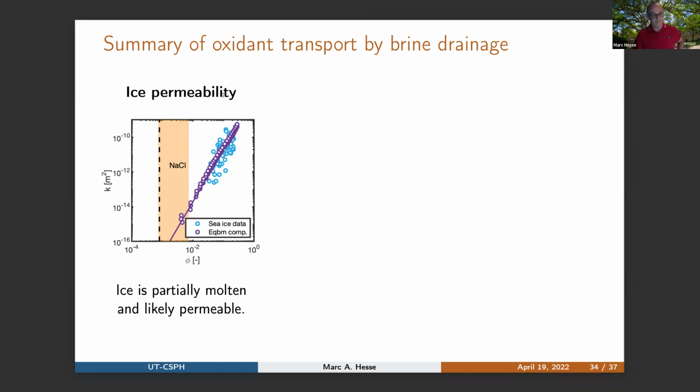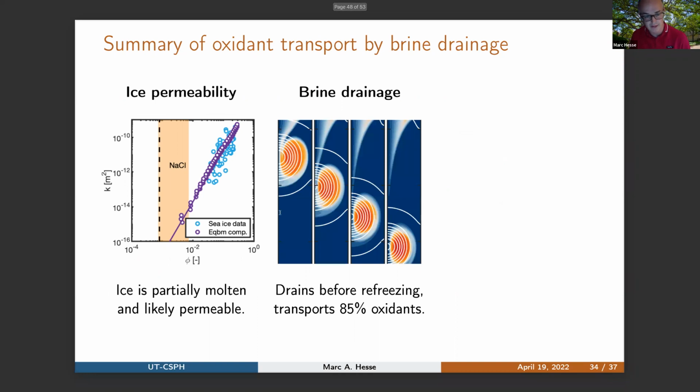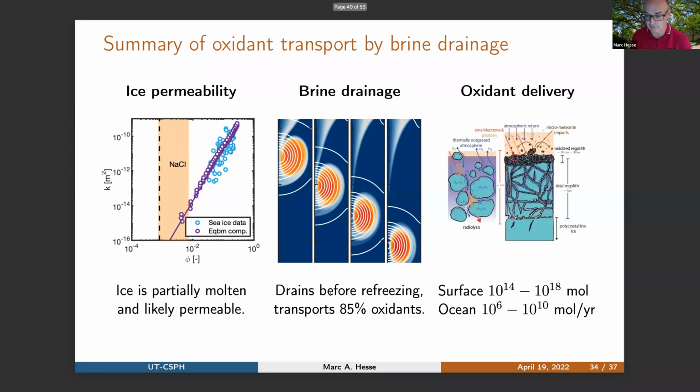So just in summary, we looked at oxidant transport by brine drainage, and certainly early on in all of this, the argument of ice permeability seemed to be prevalent. More recently, it seems that people are more accepting of having a permeable ice. We've looked at the brine drainage dynamics, and certainly if the oxidants do get mixed into these near-surface brines, they can drain and can transport these oxidants before the brines refreeze near the cold surface.